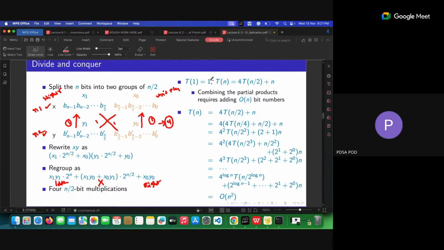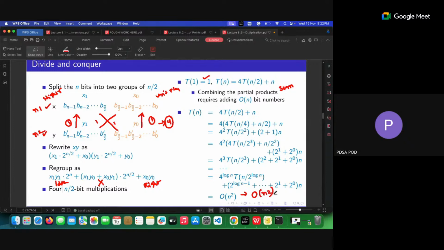So the constant and standard time is T(1) = 1. And whenever n is more than 1, it is 4 times T(n/2) plus n. Combining the partial products requires O(n) bits, which is adding up, which is a sum. So combining is a sum, which is required. This is the recurrence relation in expanded format. So the overall complexity is not improved; it is O(n square) only.